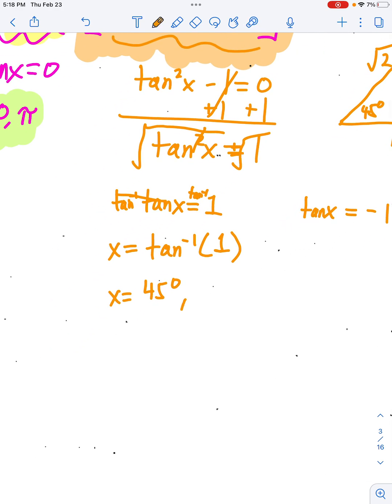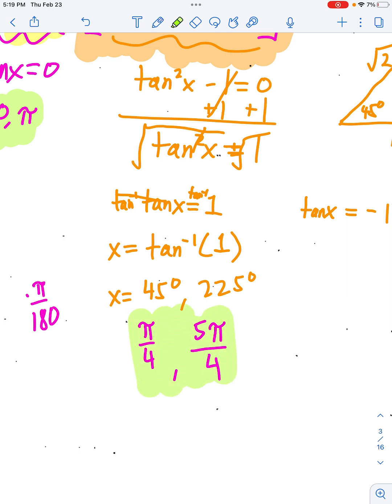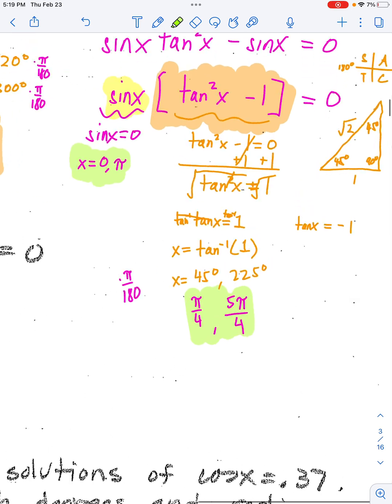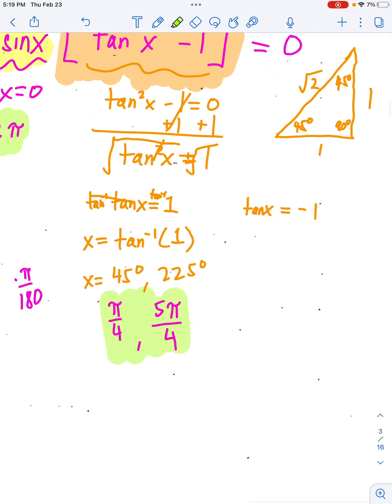That'll give us 225 degrees, okay? If we convert those to radians by multiplying those degrees by pi over 180, we'll get pi over 4, and then that other one would be 5 pi over 4. So those are our two answers there. Okay, so we're up to 4 answers for x.